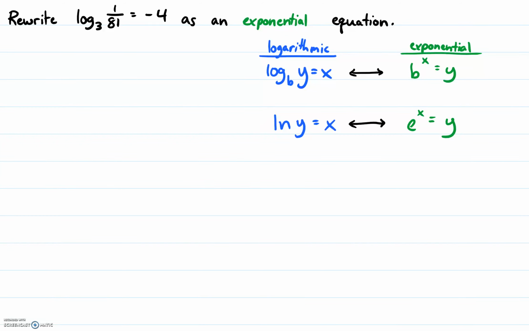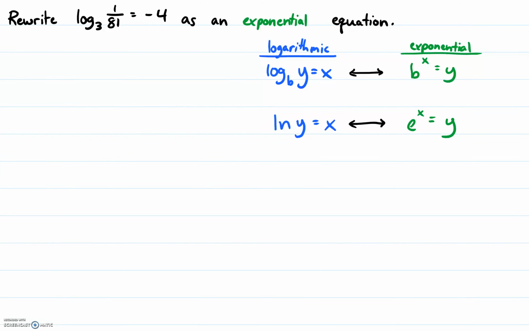For instance, b to the x equals y. That's equivalent to log base b of y equals x. That's just switching the problem around. And of course, ln y equals x is equivalent to e to the x equals y. And so these forms are really equivalent to each other. It's just a different way of writing the problem.